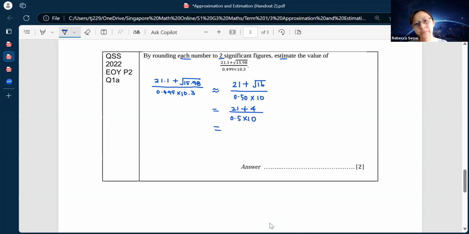Okay. We could make use of the calculator if we need to. If you are able to calculate mentally, you would realize that 0.5 is half. Half of 10 is actually 5. Finally, solution 5.